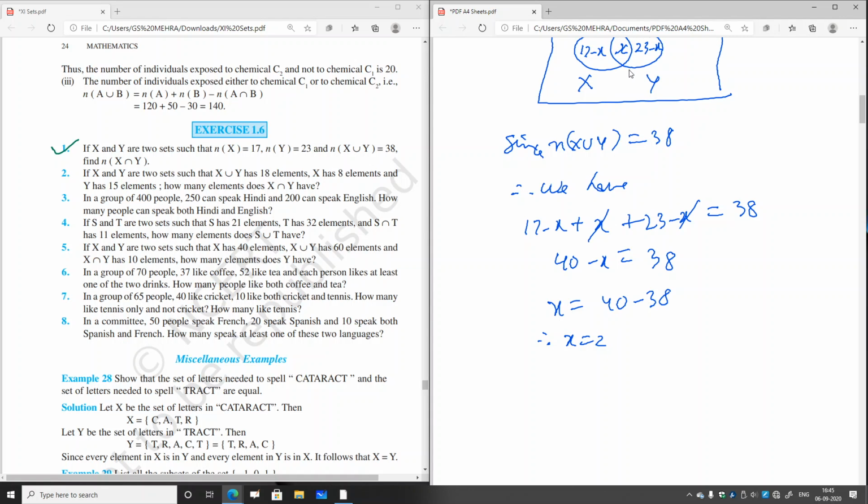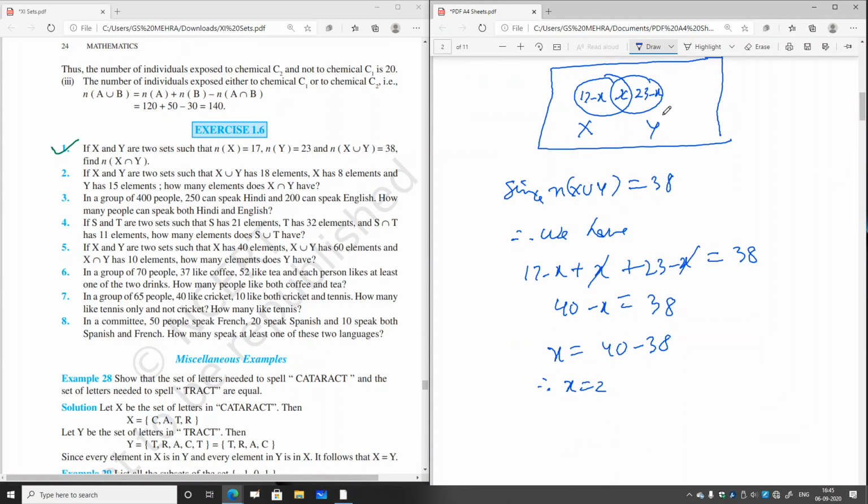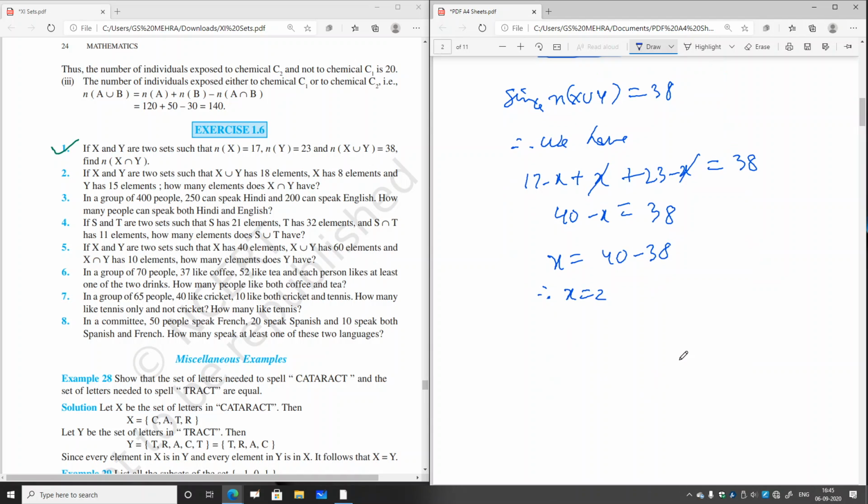But where is x? x is in the intersection of X and Y. Here we can see x is in the intersection of the sets X and Y. Therefore we can say that the number of elements in the intersection of X and Y is 2. Therefore n of X intersection Y is equal to 2. So this is the answer of question number 1.